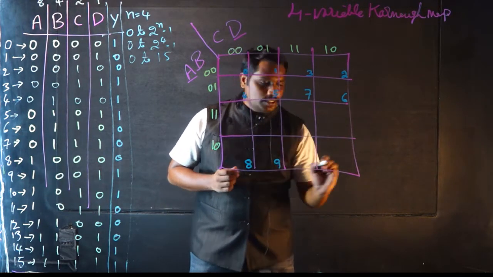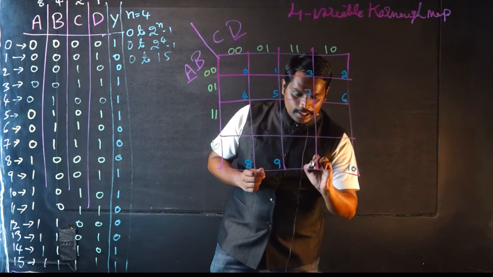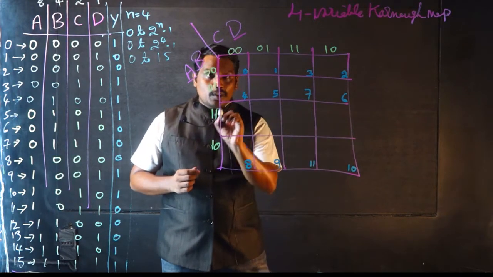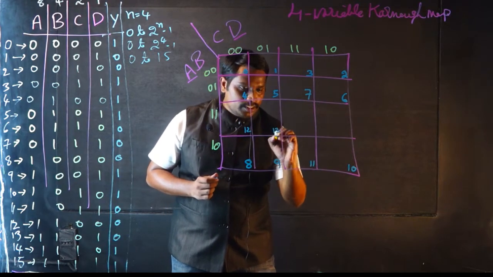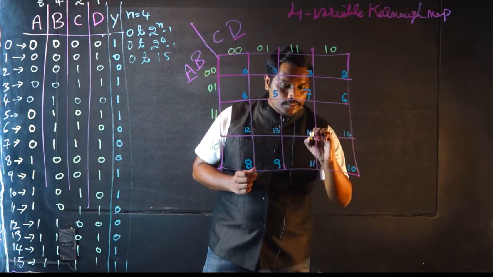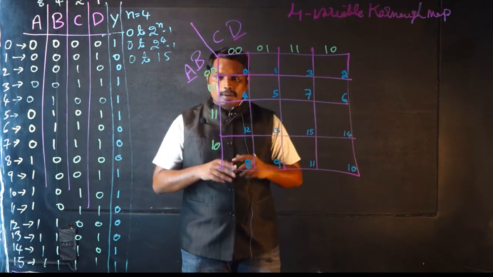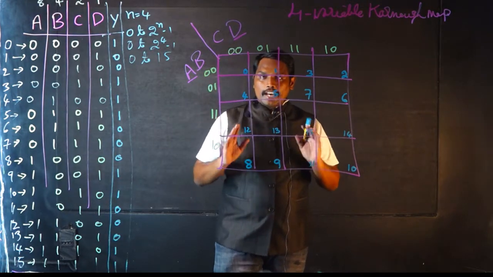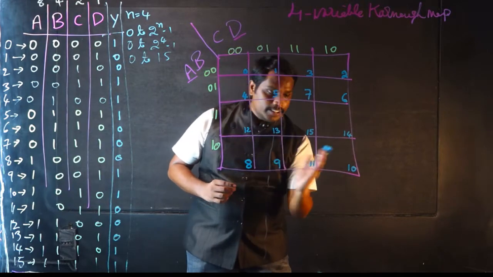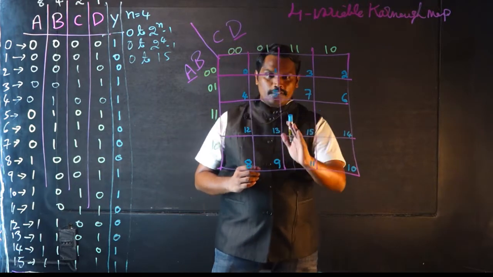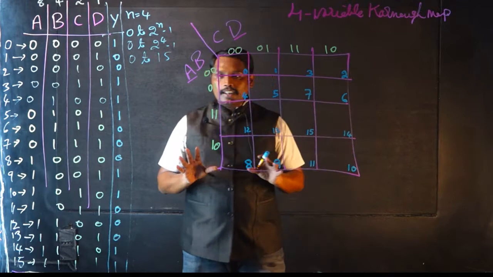Then this is the 9th position, then the 10th and 11th positions, and 1 1 0 0 is 12. So this is the 12th position, then 13, 14 and 15. This is how the 4 variable Karnaugh map is visualized. I repeat: 0 1 2 3 4 5 6 7 8 9 10 11 12 13 14 and 15. This is how you construct a 4 variable Karnaugh map.